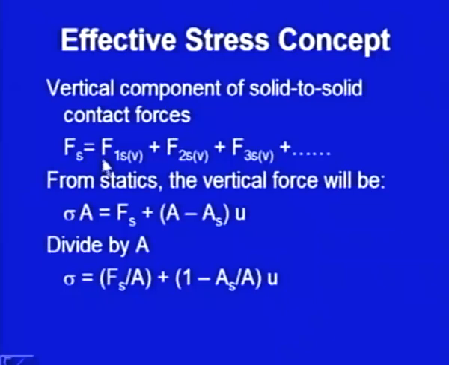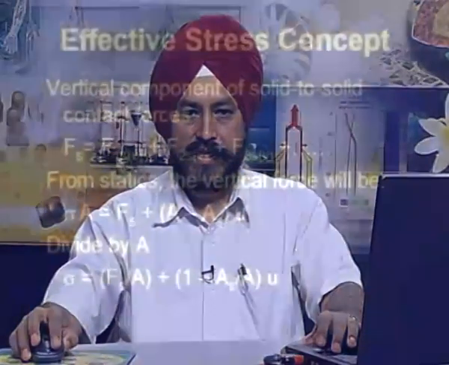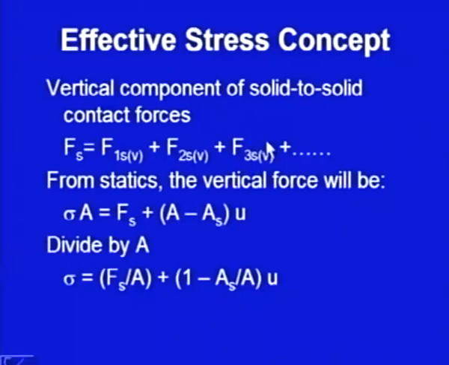Now, we can find out the vertical components of all those forces which I discussed. There are forces acting from grain to grain. Let us say those forces are F1s, F2s, F3s and so on. If we know their angles, we can find out their vertical components. So, the vertical components are F1sv, F2sv, F3sv and so on. The total vertical component of solid to solid contact forces, Fs, will be equal to F1sv plus F2sv plus so on.